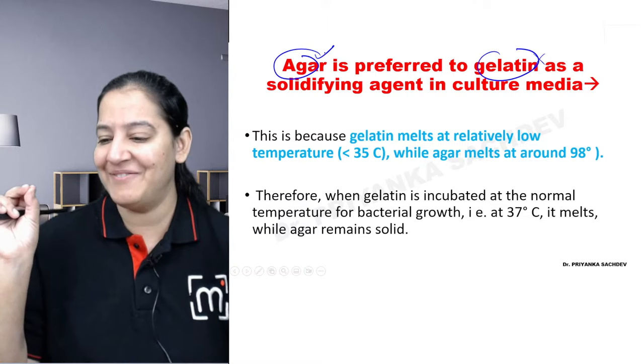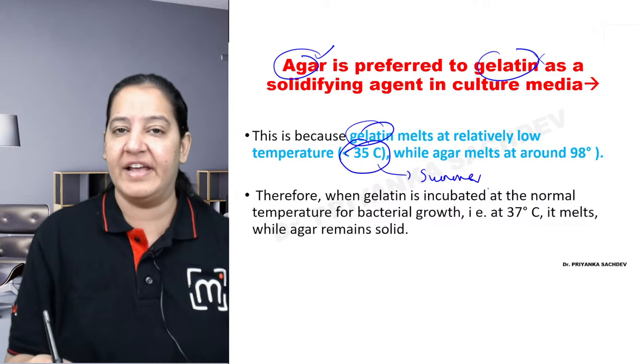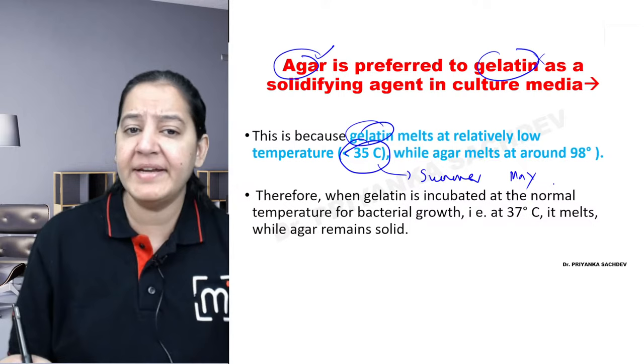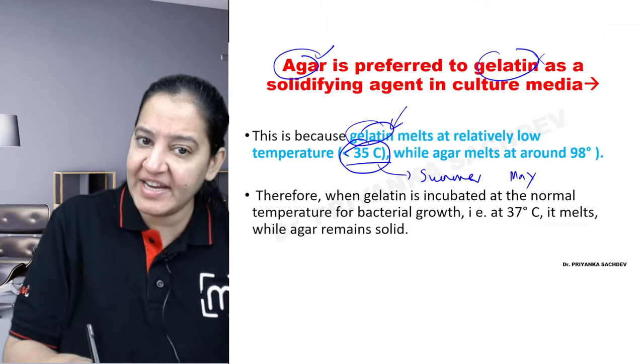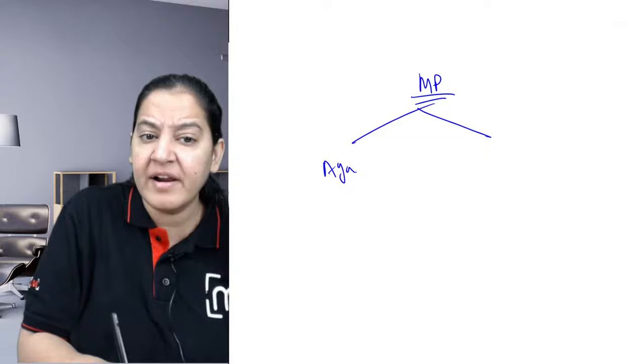Say yes or no. The reason is that the melting point of gelatin is 35 degrees. In summers, the room temperature can be 35 degrees. Suppose it is the month of April or May. We have hot summers here, right? In summer, the room temperature is more than 35, of course. So at that point, if we add gelatin, the culture media will melt because the melting point is 35. But if we add agar, the melting point is 98. Room temperature cannot be 98. So it is the difference in the melting point of agar and gelatin. That's why we prefer agar, not gelatin.